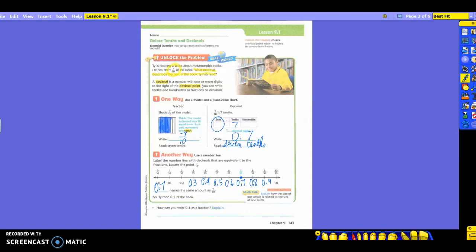So the next question down here says, how can you write 0.1 as a fraction? And then you have to explain. So who thinks they know how to write it as a fraction? Bailey, what's it going to look like? So 1/10. Okay. So looking at this, how can I explain what we did? Bailey, can you explain what you did?